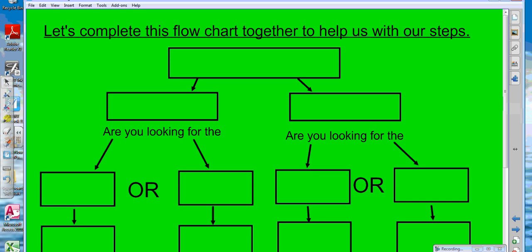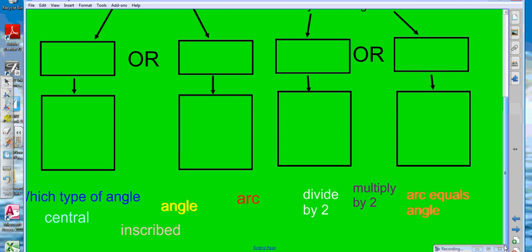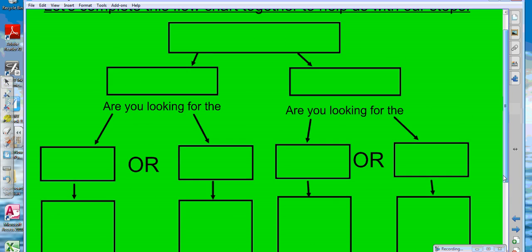All right, so let's kind of finish this up. Let's complete this flowchart together to help us with our steps, and then we're going to actually do some problems using that information. Okay, so as you can see, we have a whole bunch of boxes, and we have some words that we're going to fill in. Just kind of give you another way to think of it.